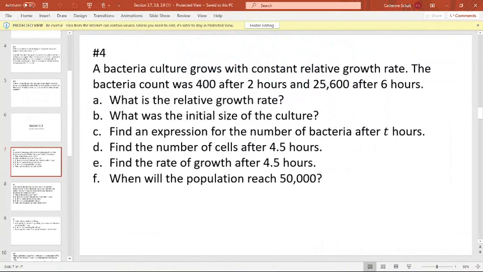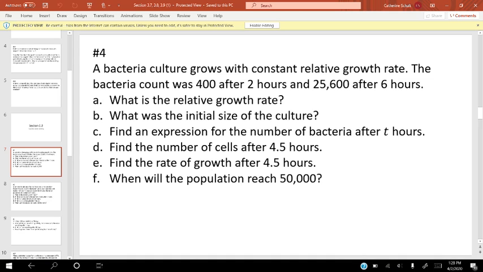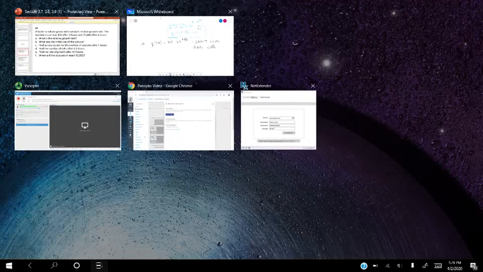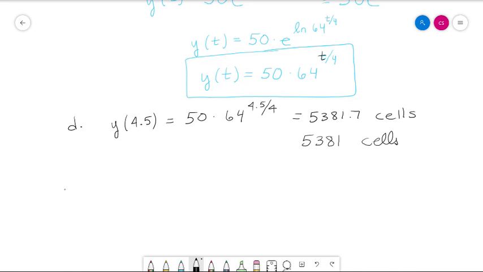And now we want to know, find the rate of growth after 4.5 hours. Ooh, a nice key word there. Rate of growth. It's like rate of change. What are we thinking of? The derivative. So they want to find the derivative. They want us to find the derivative at t equals 4.5. Okay, so here's our y function.